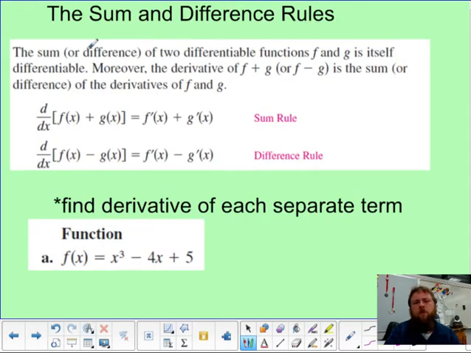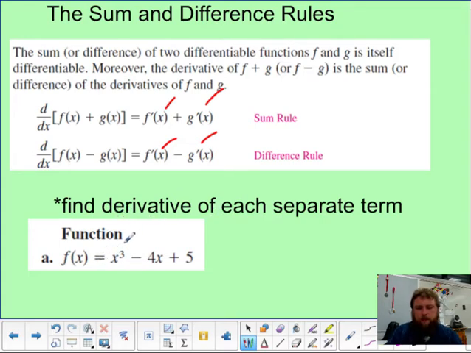Moving on. Sum and difference rules. A lot of words here. What does this say? So you have two differentiable functions, f and g. Basically it says, well, if you can add them, then you can differentiate them separately, and subtracting, differentiate separately. So the way I think about this is each separate term you do the derivative separately.